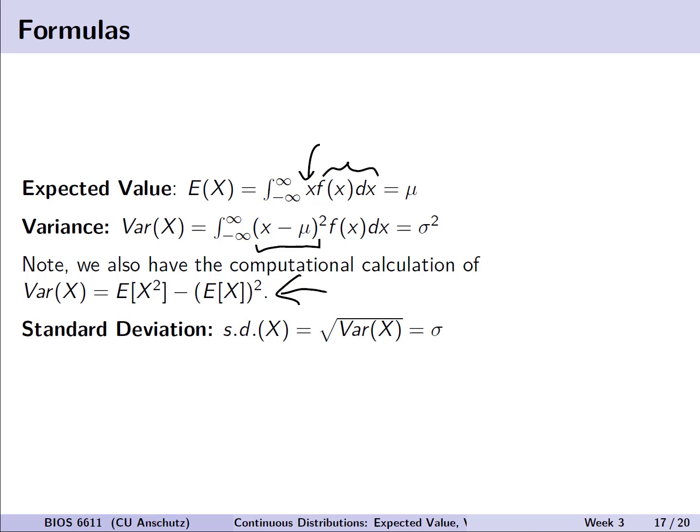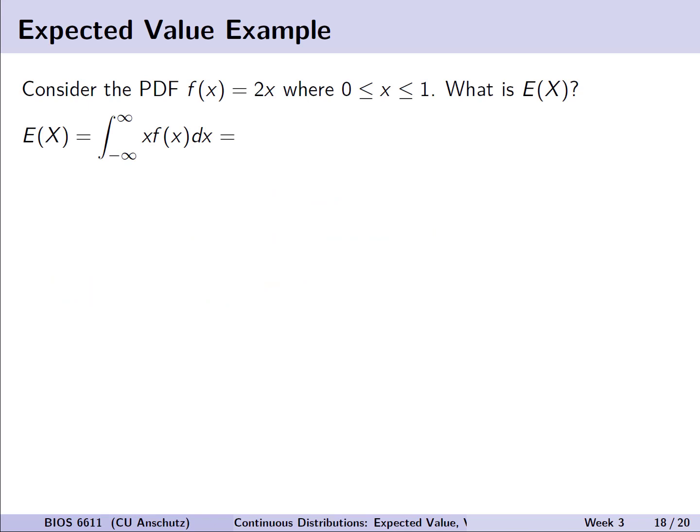To help illustrate these, we'll walk through some examples of calculating them with respect to our toy example we had earlier. Again, consider that PDF f of x equals 2x, where the range of support is 0 up to 1. What is the expected value E of x? Now again, I encourage you to pause your video, and we'll go through this together in a second.